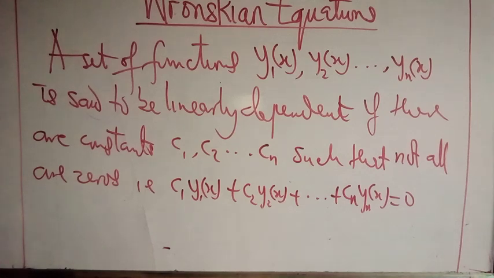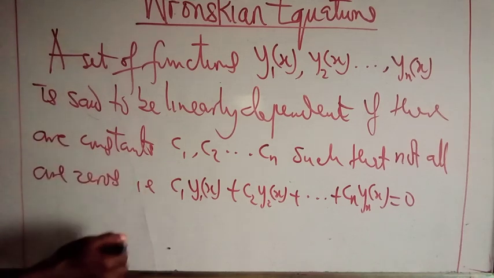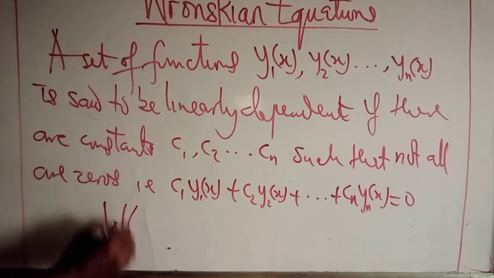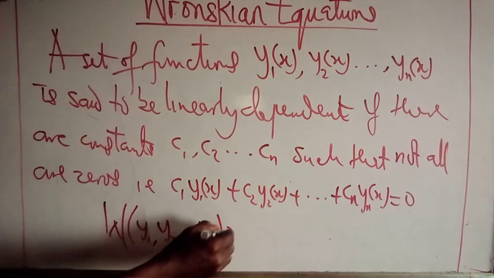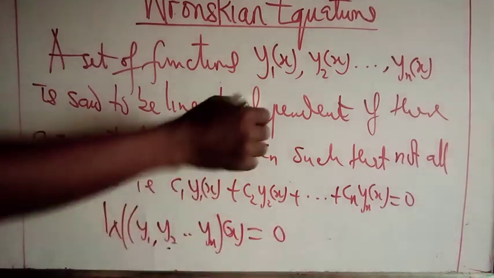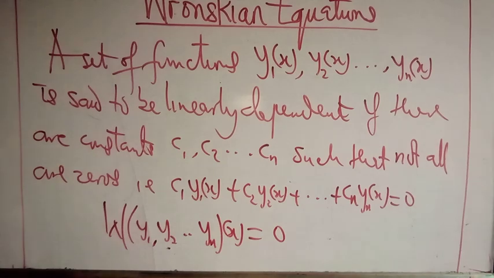And basically here, for the functions to be linearly dependent, it means that the Wronskian is 0. So if the Wronskian of y1, y2 to yn of x is equal to 0, that establishes the fact that the set of functions is linearly dependent. That is that about that definition.